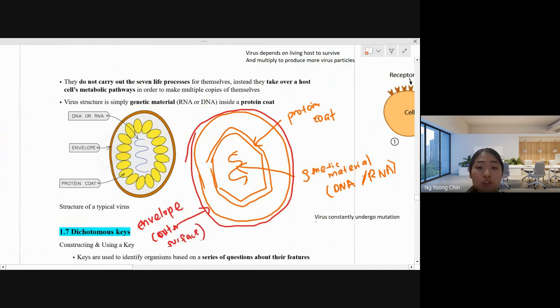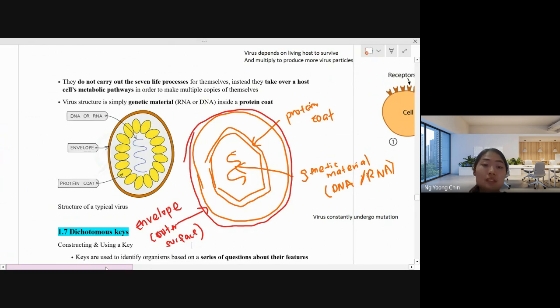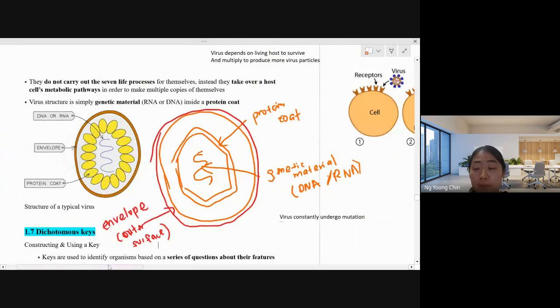So this is the structure of the virus. Virus structure is very, very simple, because inside they just contain the genetic material, like DNA or RNA, covered inside the protein coat. But viruses can cause a lot of problems. They can harm your life, you know. They can cause a risk to your life.